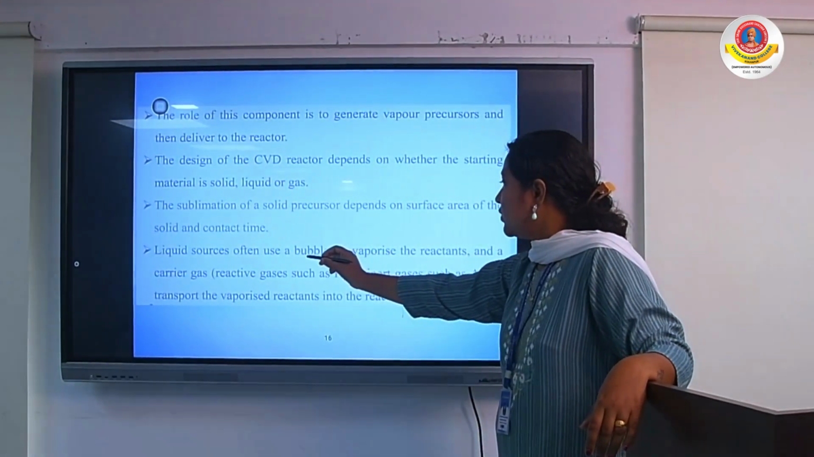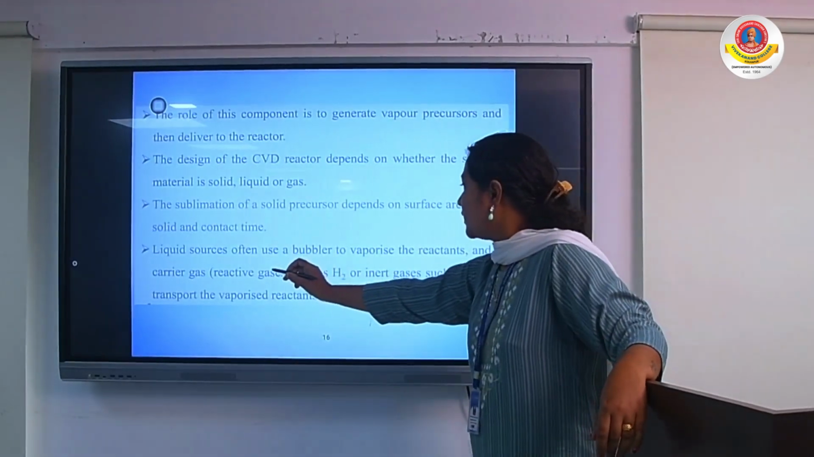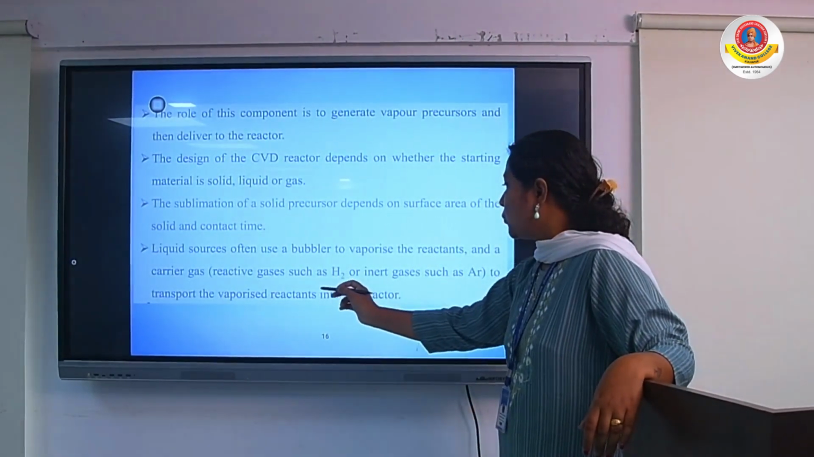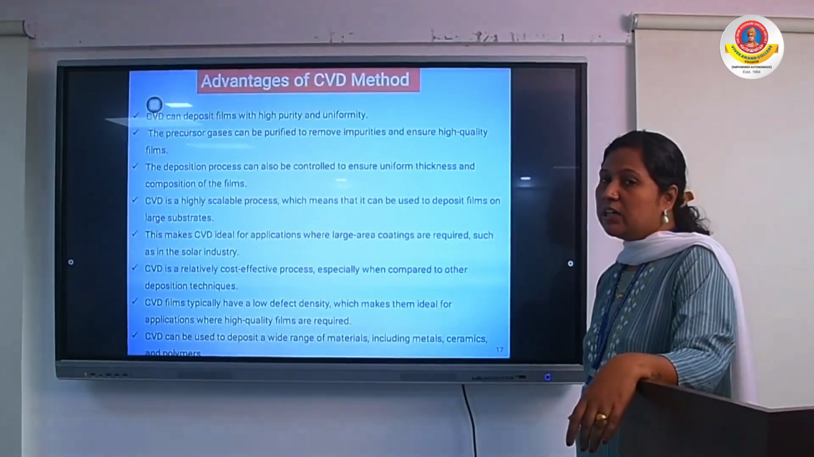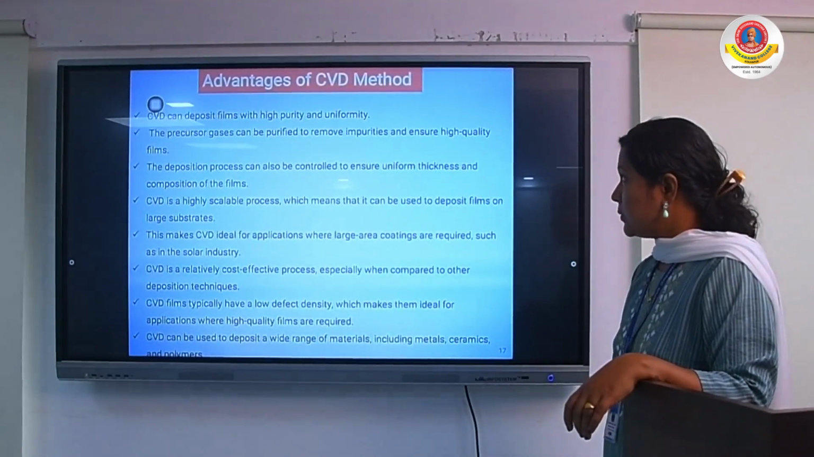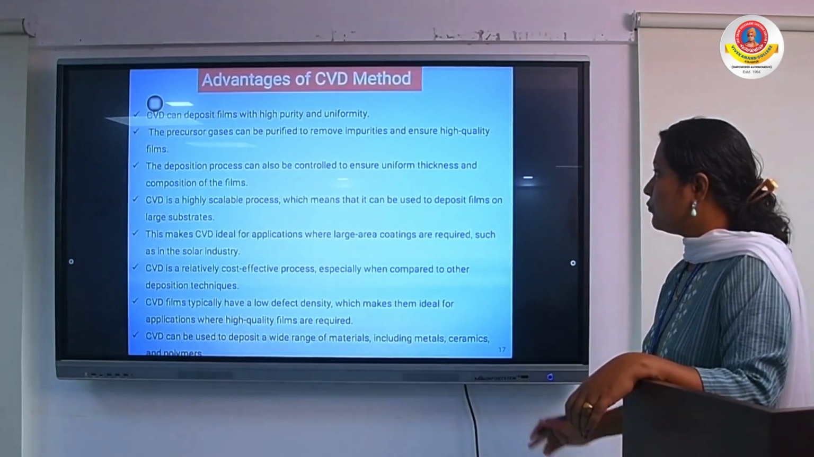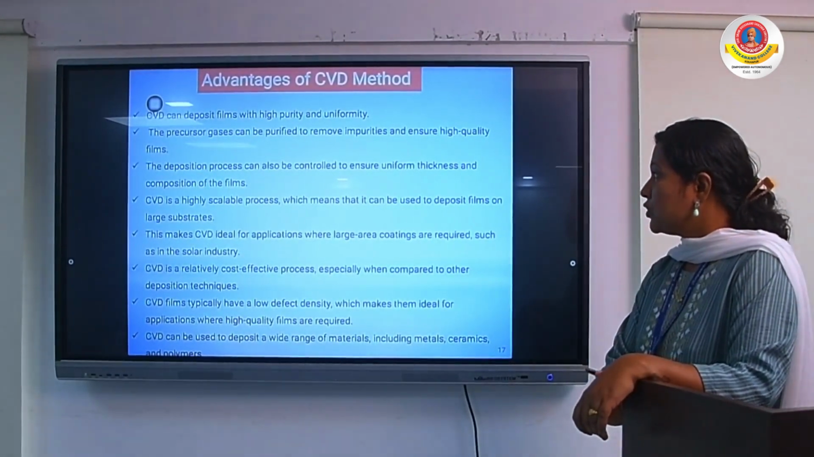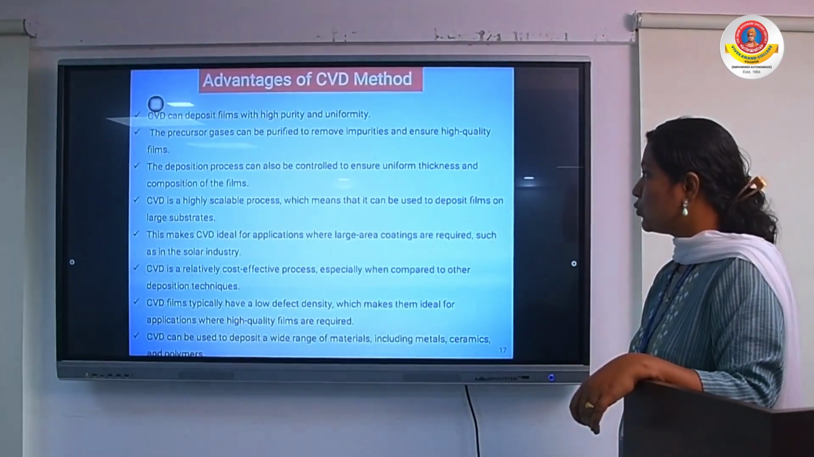That's like the liquid sources often use a bubbler to vaporize the reactant, and carrier gases like hydrogen, argon, nitrogen to transport the vaporized reactant into the reactor. These are the advantages of the chemical vapor deposition method. CVD can deposit films with high purity and uniformity. The precursor gases can be purified to remove impurities and ensure high quality films. The deposition process can also be controlled to ensure uniform thickness and composition of the films.